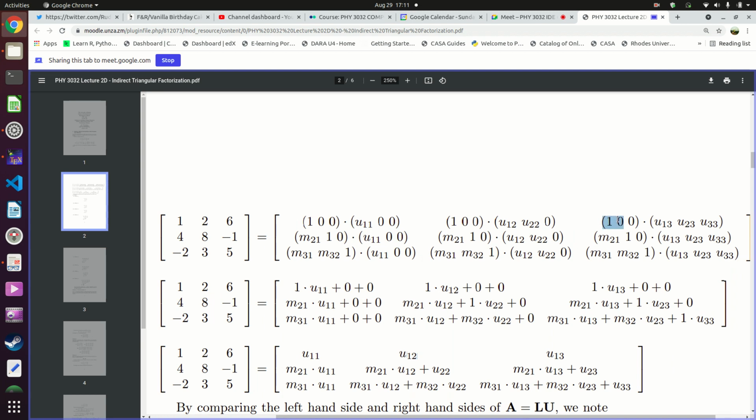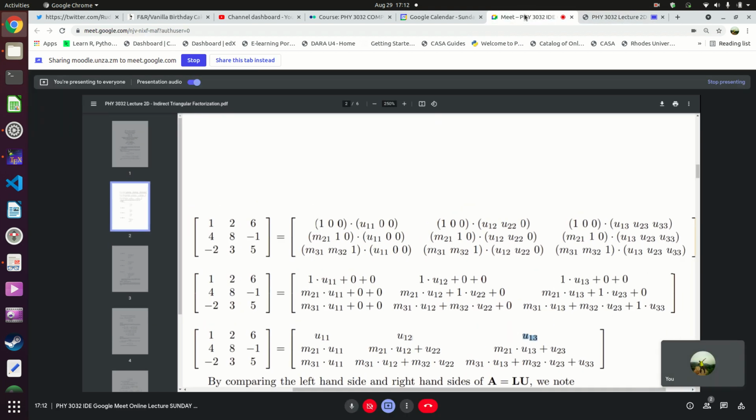Here, we multiply the first row times the third column, which is that. So that's going to give us 1 times this plus 0 times this plus 0 times that, which is going to give you 1 times U13 plus 0, which is going to give you U13. Is that clear? Are you familiar with what you're doing? Multiplying.